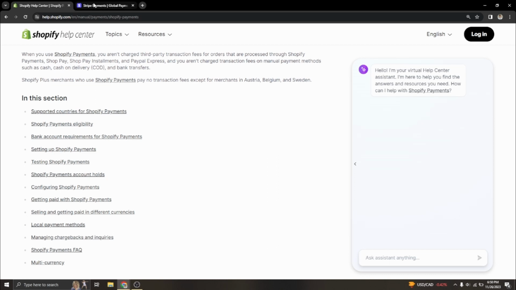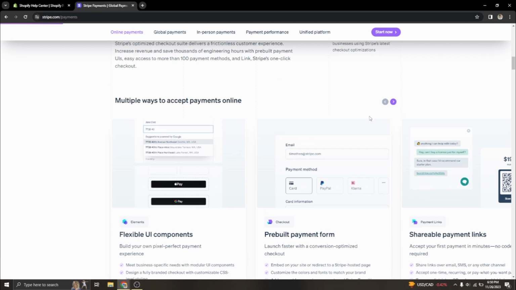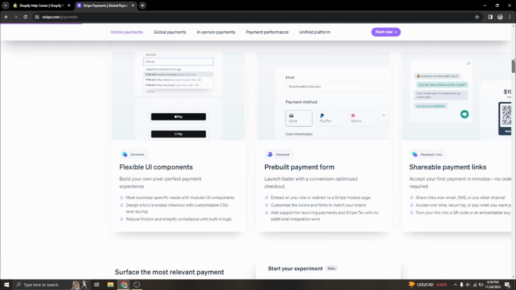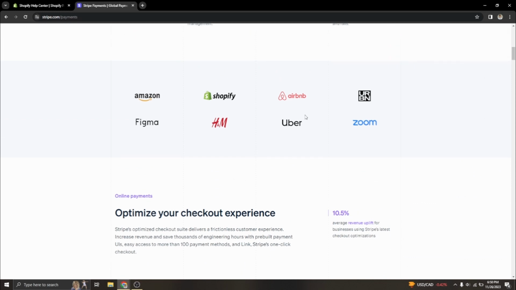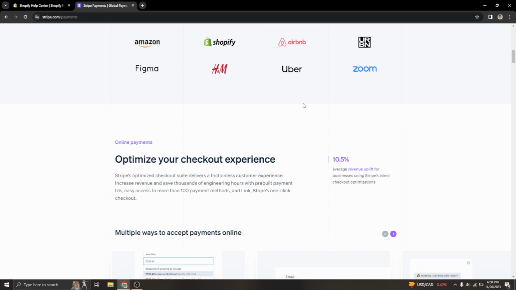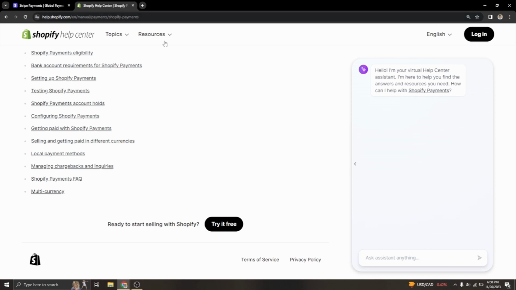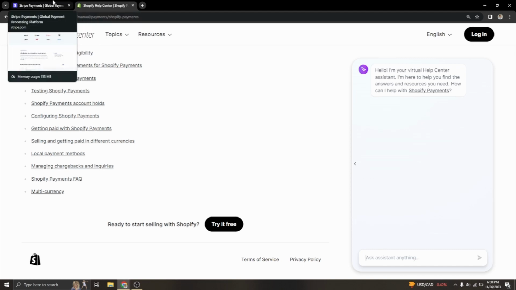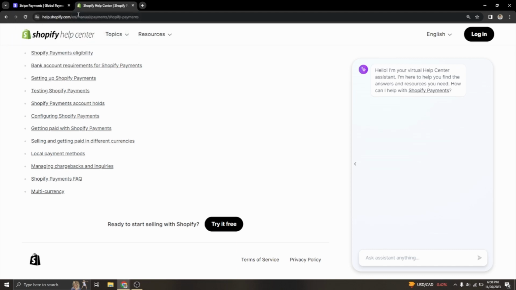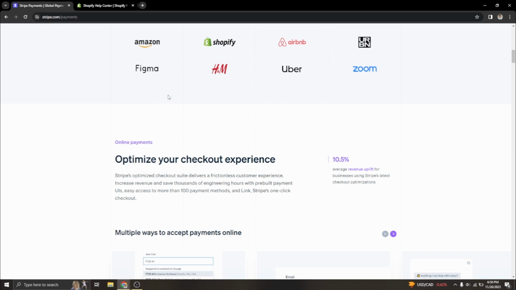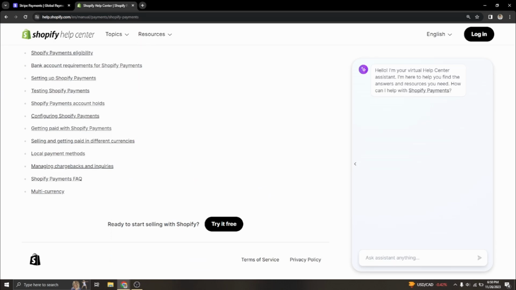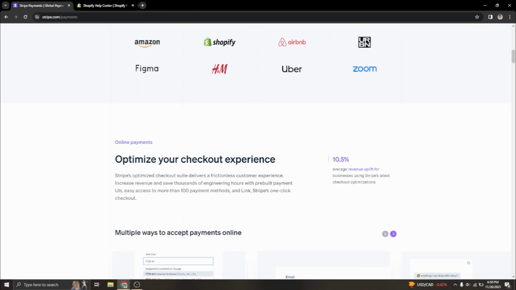Let's talk about currency acceptance. Stripe has 135 plus currencies. However, Shopify has 85 currencies. How about the regions or countries that are available? In Stripe, the available countries are 37 countries. However, Shopify is only available in 17 countries.